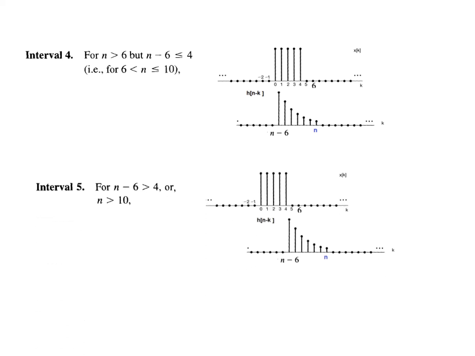And now we come to the fifth scenario. Now this has moved all the way. It has moved past 10 here. So now there is no overlap. So n minus 6 has passed 4, or n has passed 10, and now there is no overlap, so output will be 0. So these are the 5 intervals that we'll consider in solving the problem.